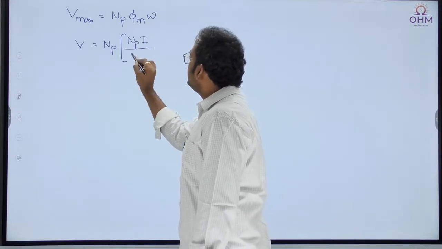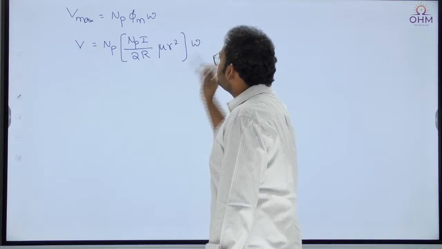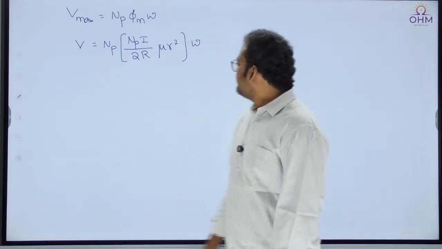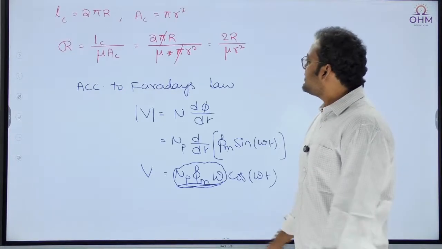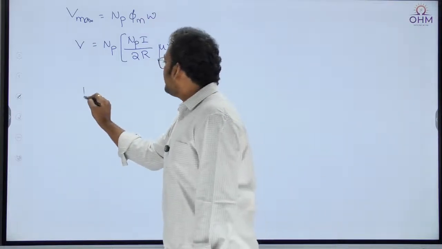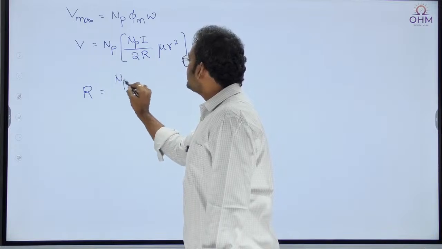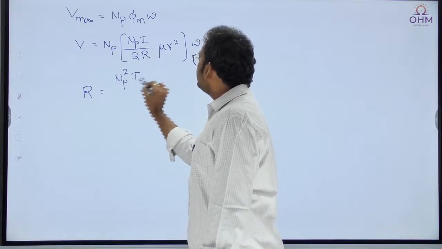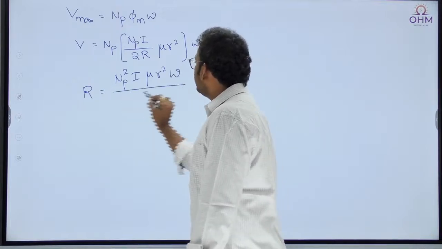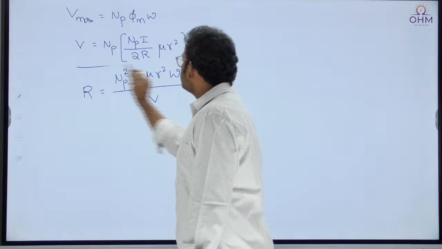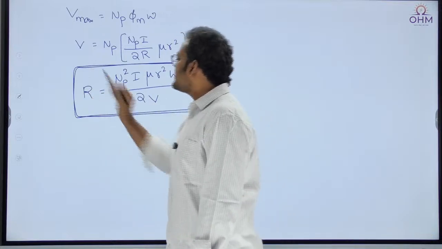NP by 2 capital R into mu r square into omega. So what is the answer we finally need? Finally, our requirement is to find out this capital R value. So let us separate that. If I separate capital R from this equation, the numerator NP into NP becomes NP square, current I, mu, small r square, omega by 2 into V. So this is finally the expression for that radius capital R.